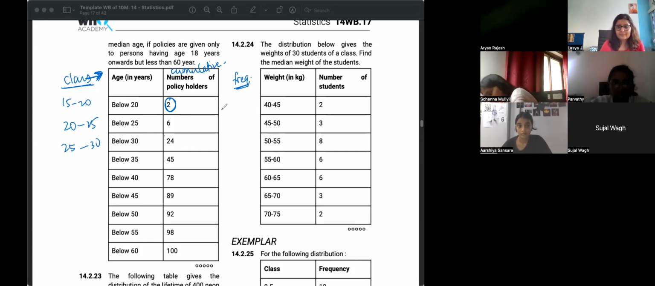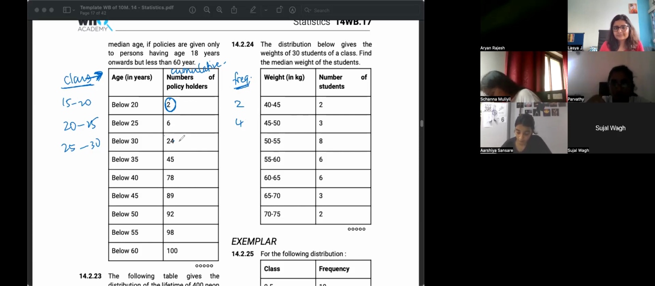We can do like two. The first one is 2. The second one is 6 minus 2. Third one is 6 minus 24 minus. So 24 minus 6 or 24 minus 8? 24 minus 8.